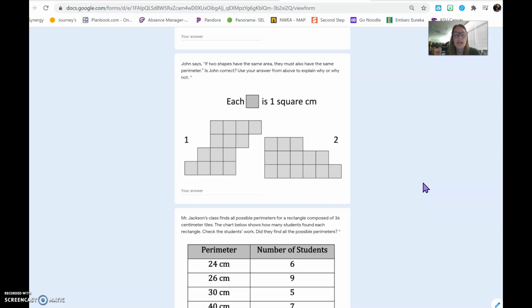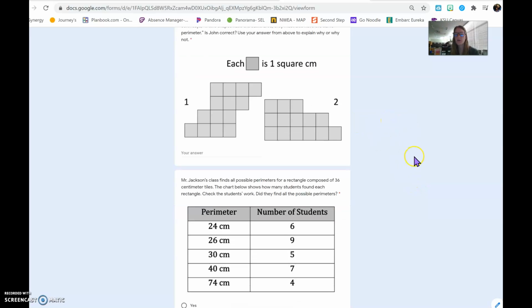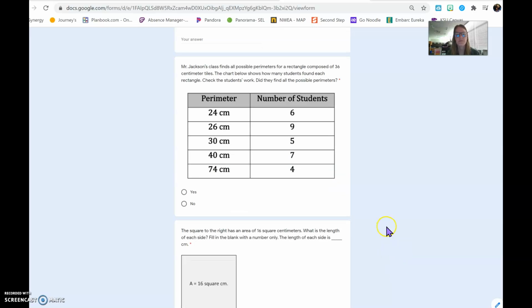Then it says, John says if two shapes have the same area, they must also have the same perimeter. Is John correct? Use your answer from above to explain why or why not. Is John correct that if a shape has the same area, it has to have the same perimeter as well? Is he correct? Yes or no? Why or why not?